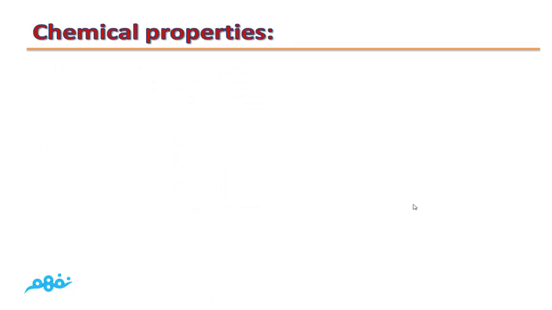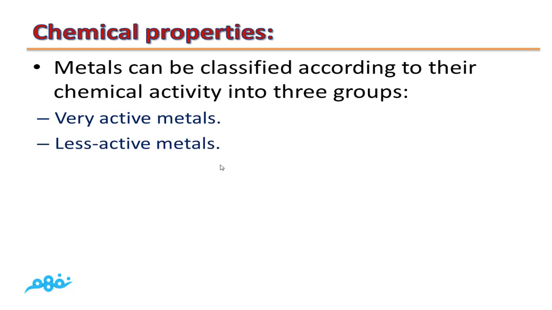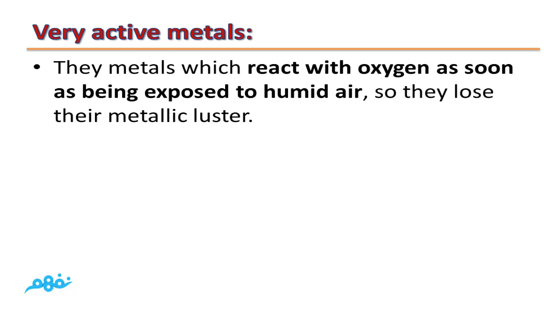Now we finished physical properties. Let's talk about the second category, which is chemical properties of matter. Metals can be classified according to their chemical activity into three groups: very active metals, less active metals, and finally inactive metals. Let's start with very active metals. What's meant by very active metals?